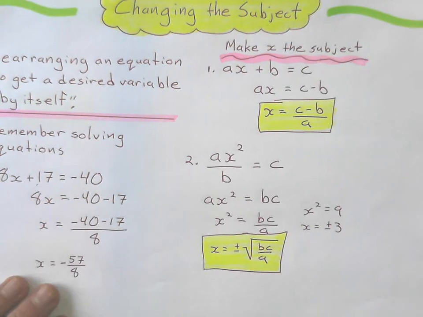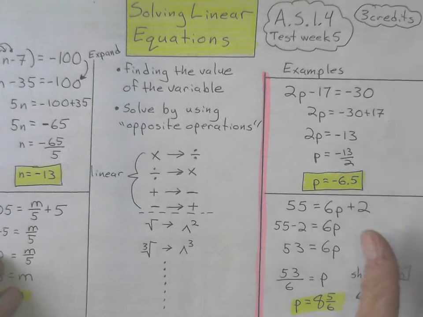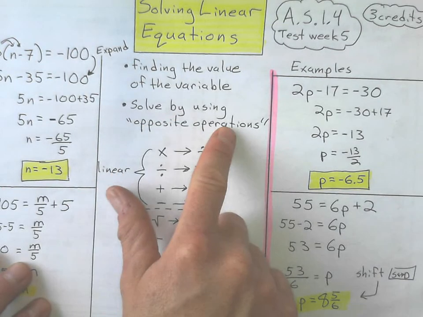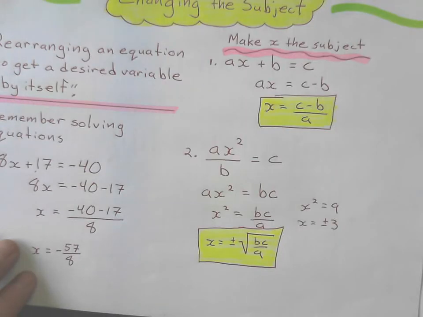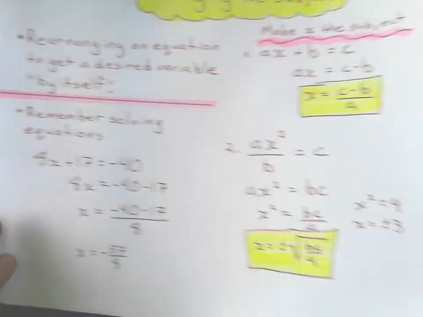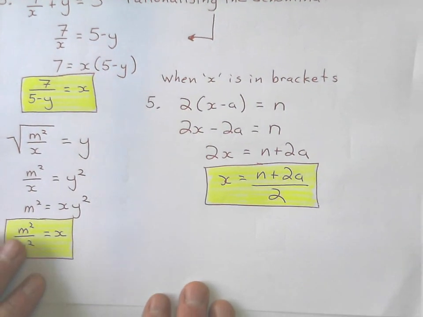Okay, so we've got these examples which follow from solving basic linear equations. It's just the concept of using opposite operations, whatever they may be, remembering to use plus or minus when we use a square root, and this step of rationalizing the denominator.